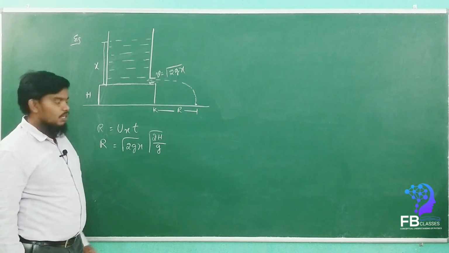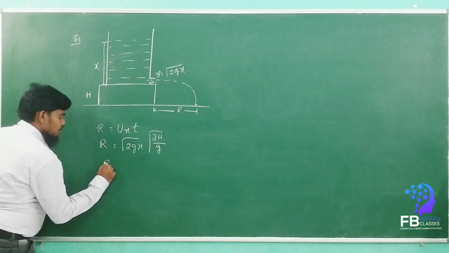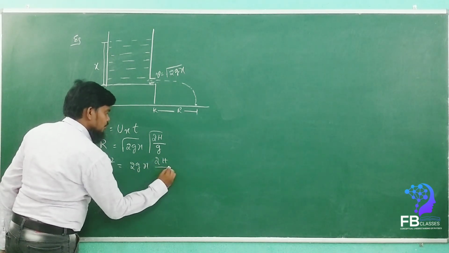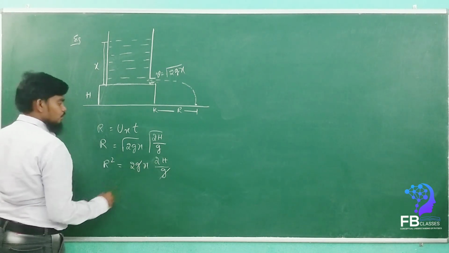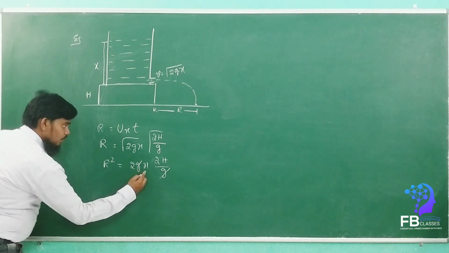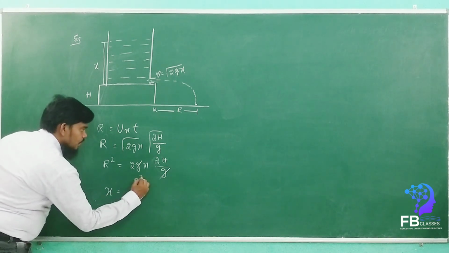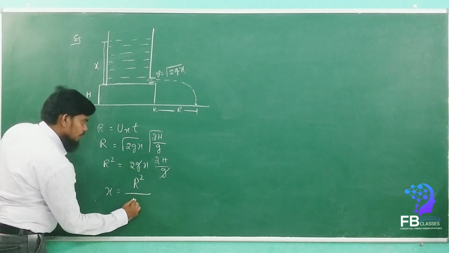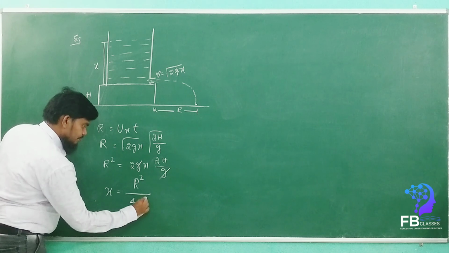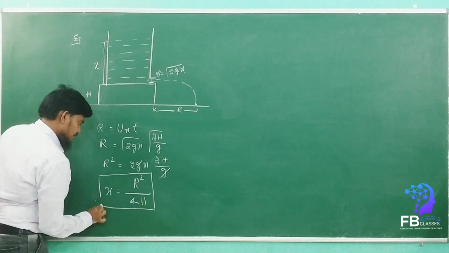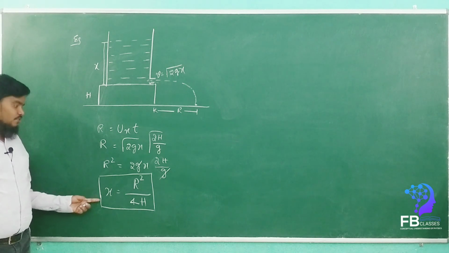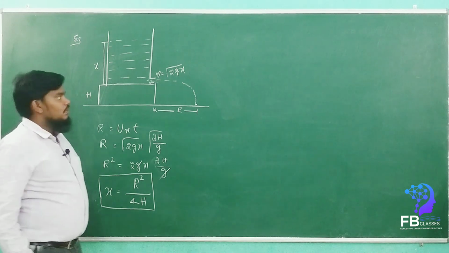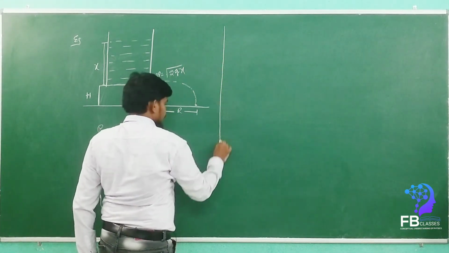Now what we have to find out? We have to find out the x value. Yes or no? So r square is equal to 2gx into 2h by g. g gets cancelled. 2 times 2 is 4 will come. Now we want x, right? So x is equal to r square upon 4h. This is the x value. Got it? 4h. Understand? Can you please make a note of it?